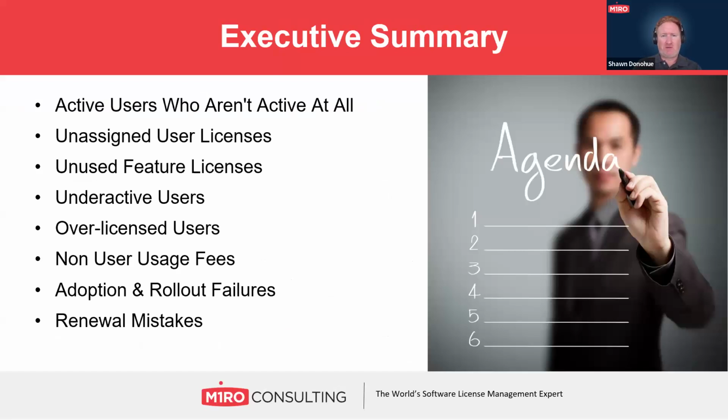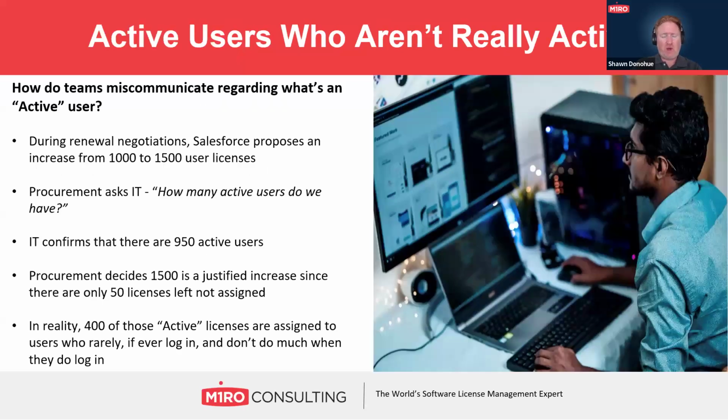So let's talk about what we're going to go over today. Essentially, we're going to talk about active users who aren't really active at all, unassigned user licenses, unused feature licenses, underactive users, over-licensed users, non-user usage fees, adoption and rollout failures, and renewal mistakes. So the way we have to begin this discussion is, what exactly is an active user? This is the common scenario we see with our clients, where there will be a miscommunication between procurement and IT teams, between sales teams, marketing teams, where not everybody is using the right definition of the term.